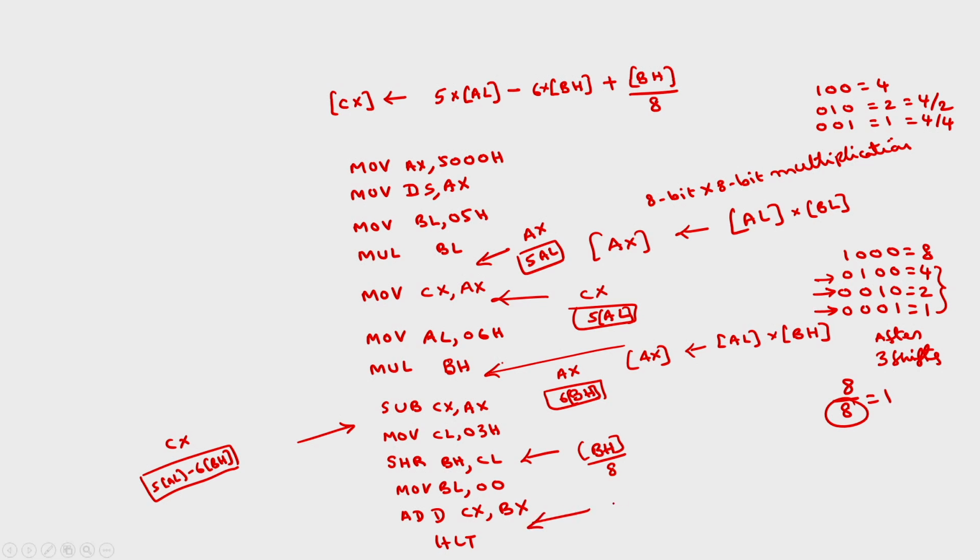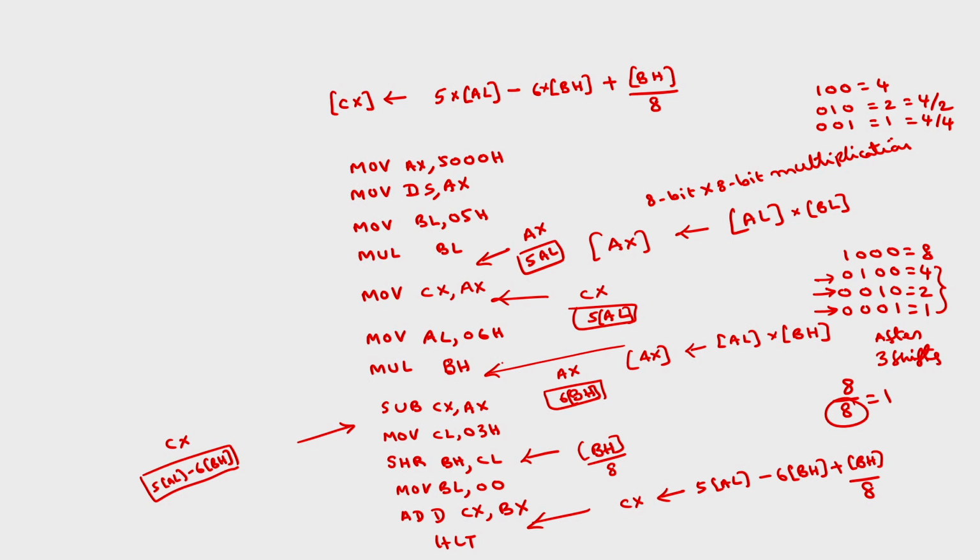What will be there in CX? The previous value of CX is 5AL minus 6BH. Now the value is BH by 8. So, CX contains now 5AL minus 6BH plus BH by 8. So, this is how we can write the program.